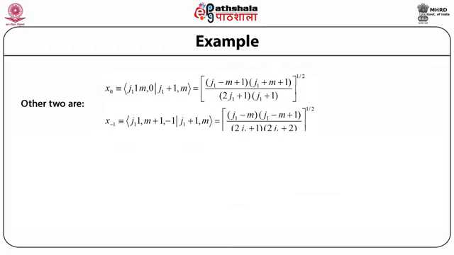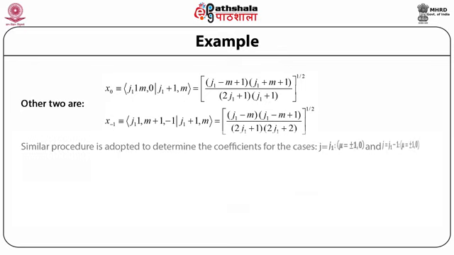So the way we have determined these three Clebsch-Gordon coefficients corresponding to m2 equal to 1, 0 and minus 1 respectively, or mu equal to 1, 0 and minus 1 respectively, we can adopt a similar procedure to determine the coefficients for the case j is equal to j1 when mu or m2 is equal to plus minus 1 or 0, and j is equal to j1 minus 1 when mu is equal to plus minus 1 or 0, that is m2 is equal to plus minus 1 or 0.